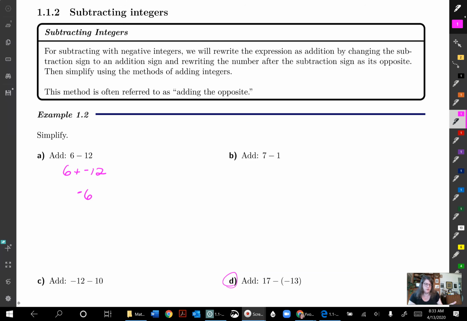Now we're looking at letter B, and we have add 7 minus 1. So again, we could just subtract this like we normally would and get 6. But if we're going to convert that over to adding the opposite, which is sometimes useful, I don't require you to do that all the time, but we could just write that as 7 plus -1. But when we want to use the commutative property and move stuff around, technically we should be doing that. But a lot of people just kind of make that transaction in their head. So this would obviously just be 6.